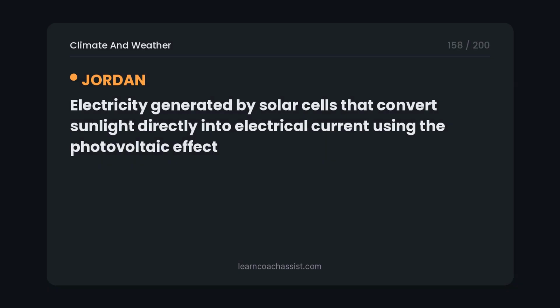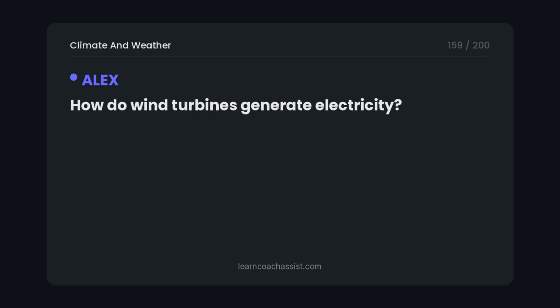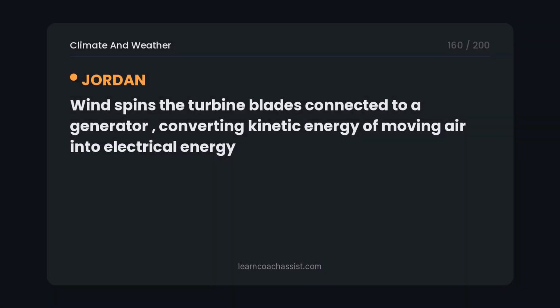What is solar photovoltaic, PV, energy? Electricity generated by solar cells that convert sunlight directly into electrical current using the photovoltaic effect. How do wind turbines generate electricity? Wind spins the turbine blades connected to a generator, converting kinetic energy of moving air into electrical energy.